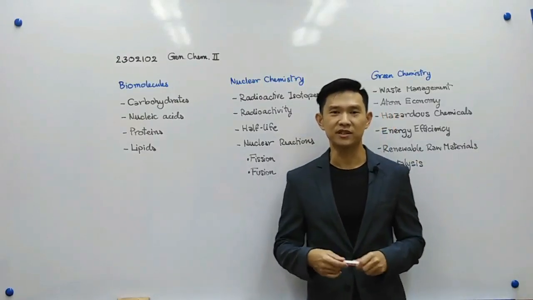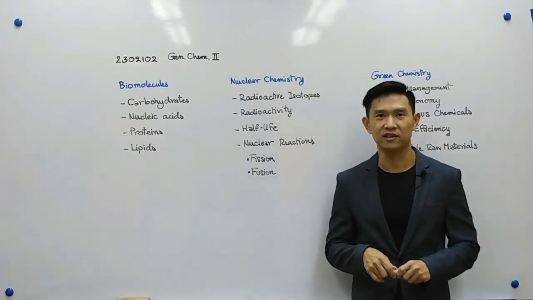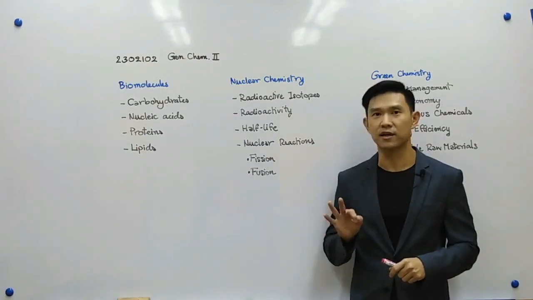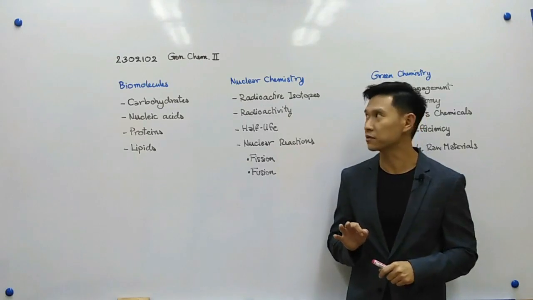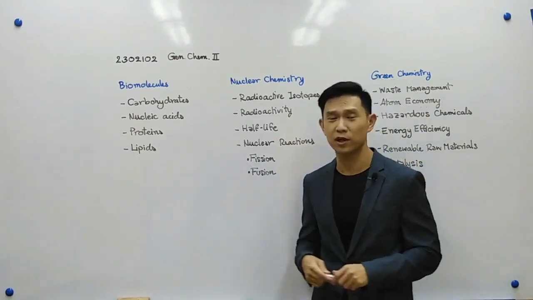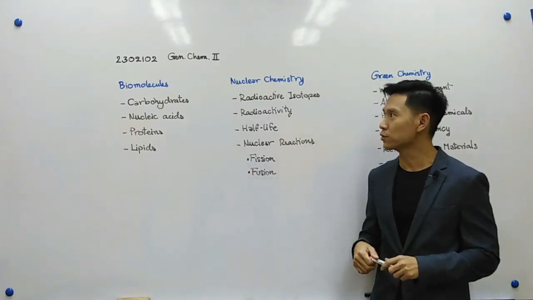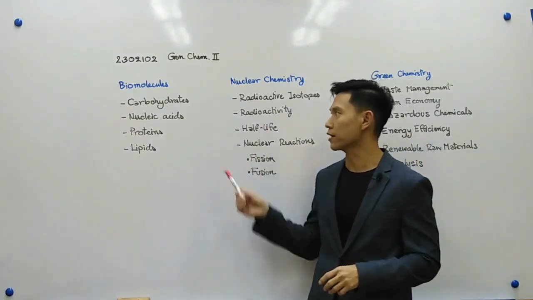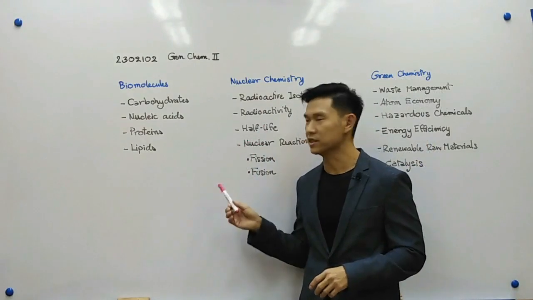Hello, so this is General Chemistry 2 and this is my part, and this part will include three topics. The first one that we're talking about is the biomolecules. The biomolecules will be divided into subcategories starting from carbohydrates, nucleic acids, proteins and lipids.